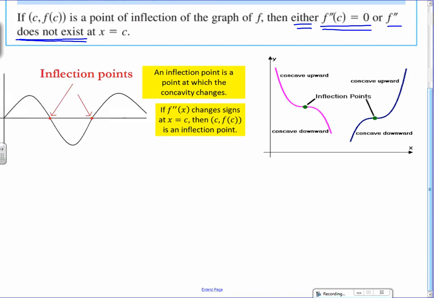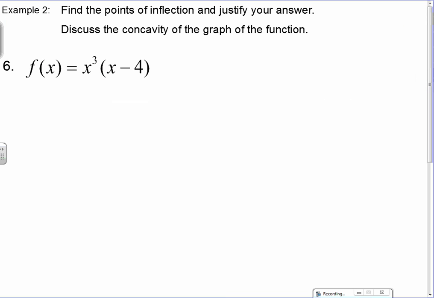We talked about this in the beginning. There's this curve here. The point at which our concavity switches is going to give us an inflection point. So we're going to walk through a problem: find the points of inflection and justify your answer, discuss the concavity of the graph of the function. So find the points of inflection.